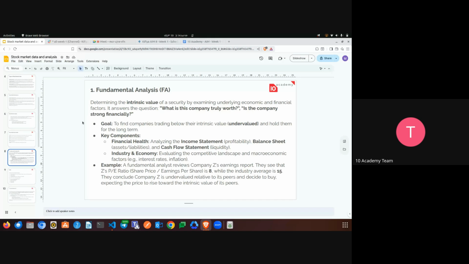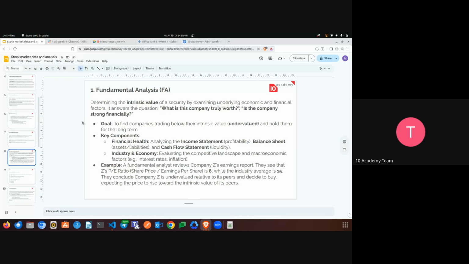So as an example, I have used a fundamental analyst reviewing a company's earnings report. They see that the PE ratio is 8, while the industry average is 15. So the PE ratio means the share price versus the earnings per share. That shows how expensive the stock is. So we use this PE ratio to show how expensive a stock is. So they conclude that company Z is undervalued because the PE ratio is 8, while the industry average is 15.